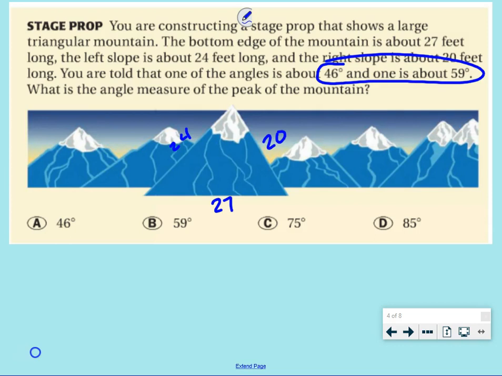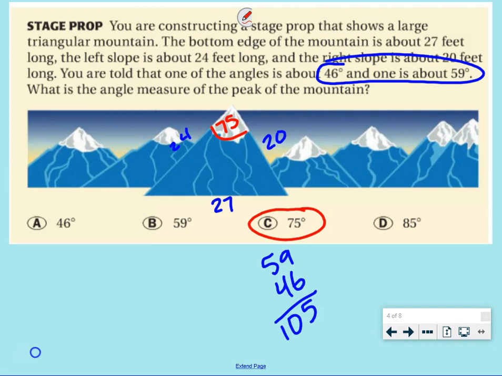Well, we know triangles sum up to 180, so if we add 59 and 46, we get 105. Take 105 away from 180, and we get 75 degrees. Now, does that make sense? If this is 75 degrees, that's your biggest angle, and it would be across from your biggest side. So yes, that would work.